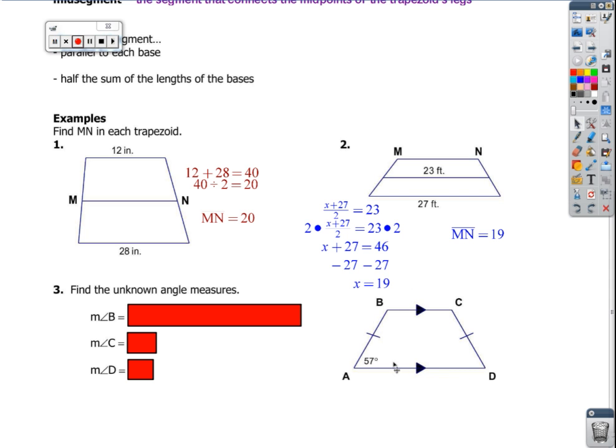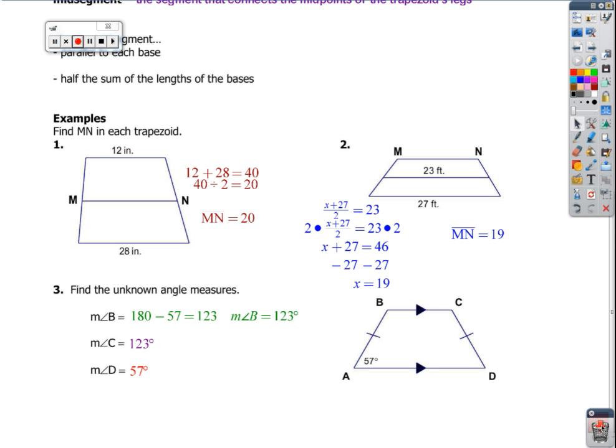I also know that A and B are supplementary. So to find angle B, 180 degrees, subtract the 57, I get 123 degrees. Once I know angle B, I know angle C is the same, and I know angle D is the same as angle A.